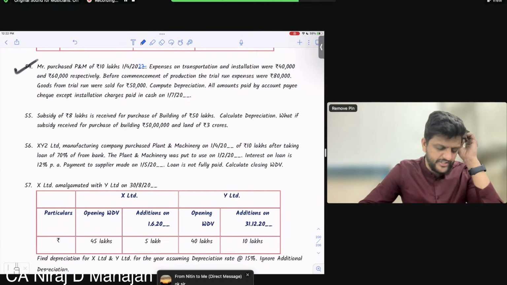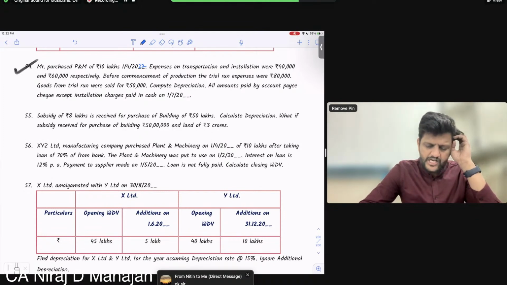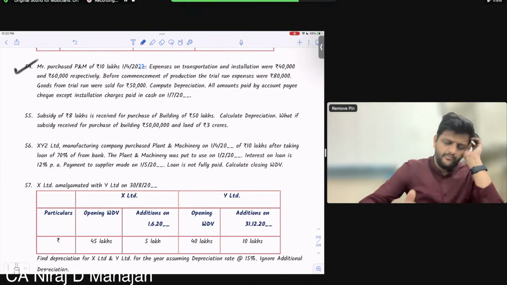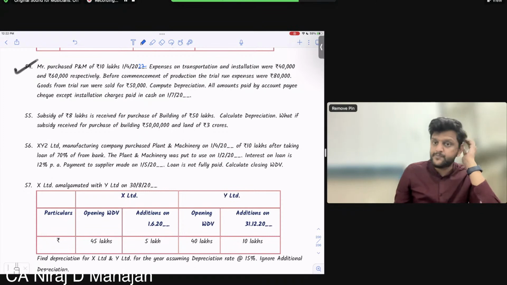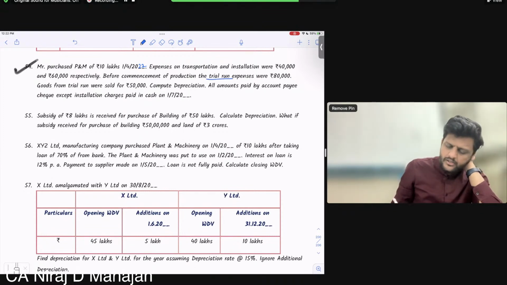Okay. He bought the machine for 10 lakhs. Expenses on transportation and installation were 40,000 and 60,000 respectively. Transportation 40, installation 60. Before commencement of production, the trial run expenses were 80,000.